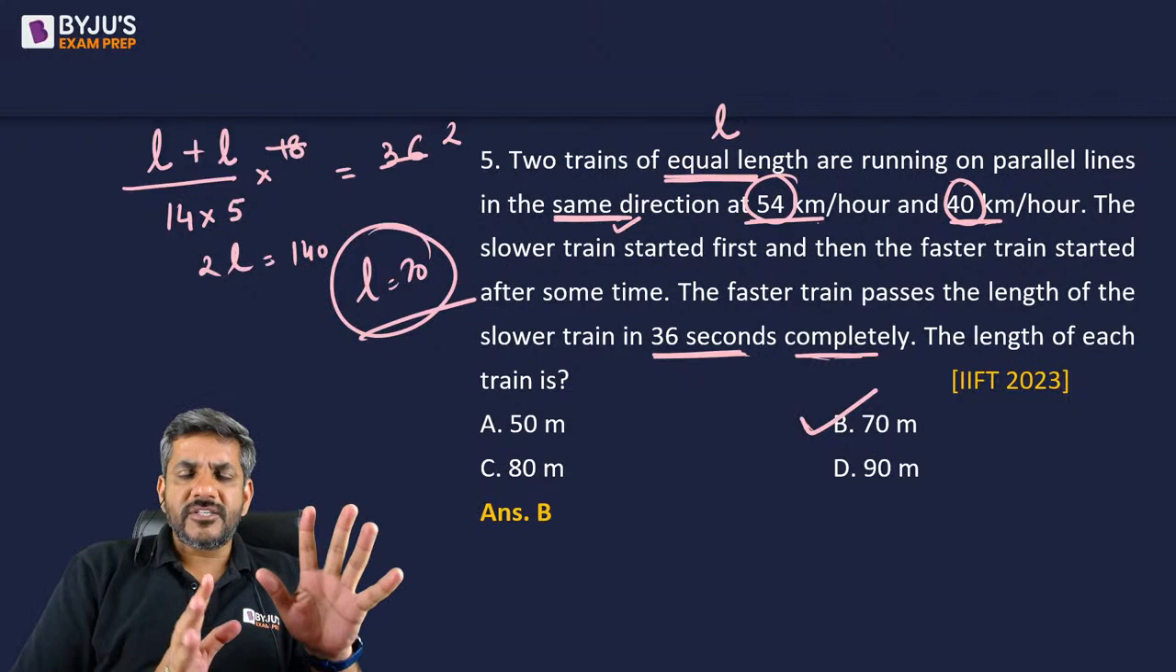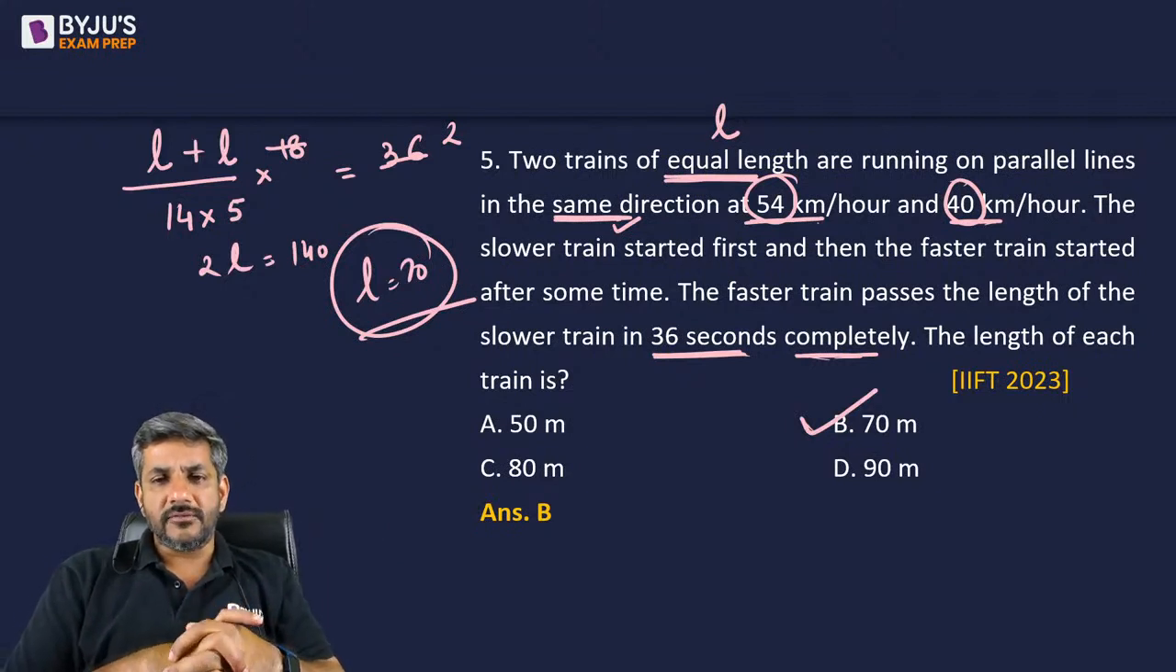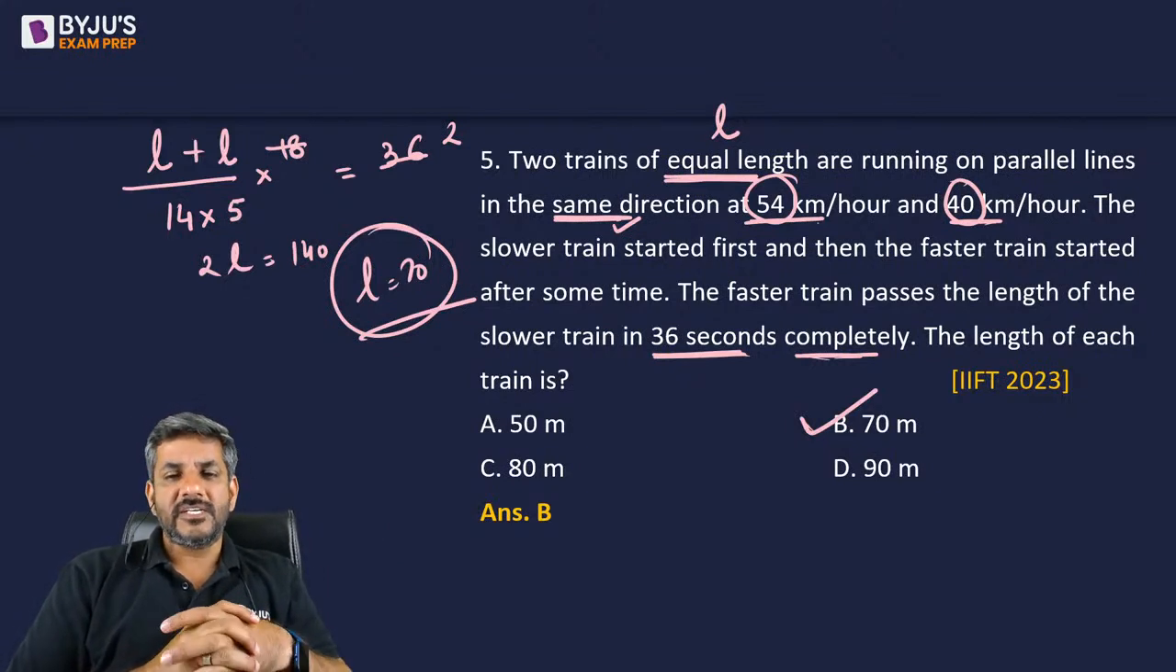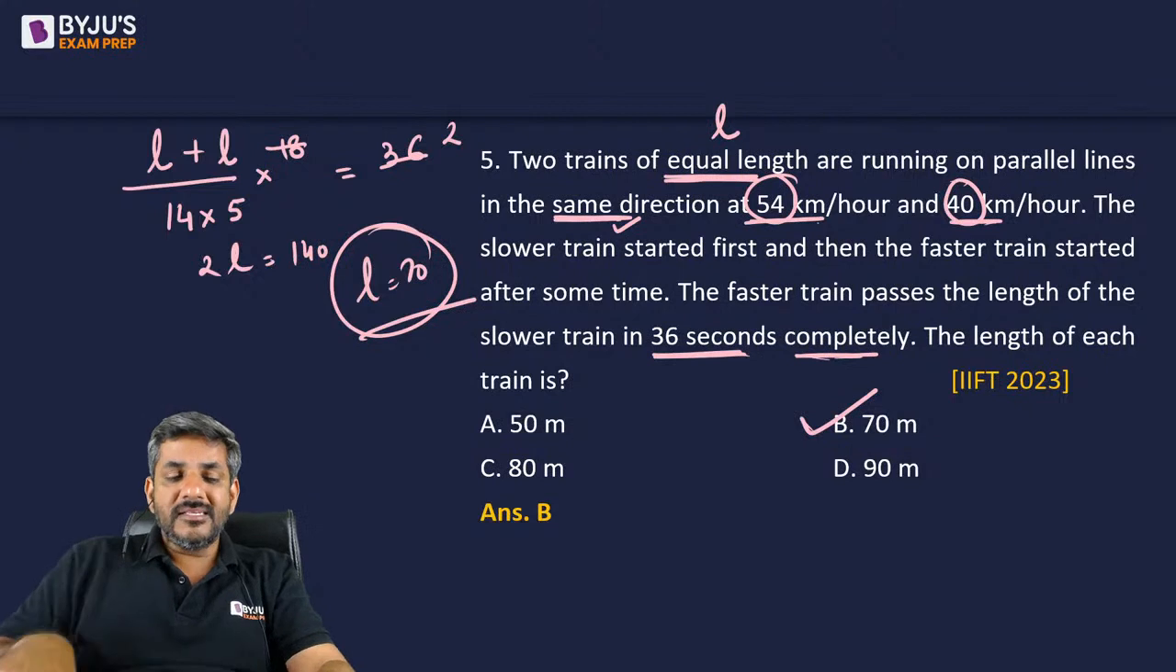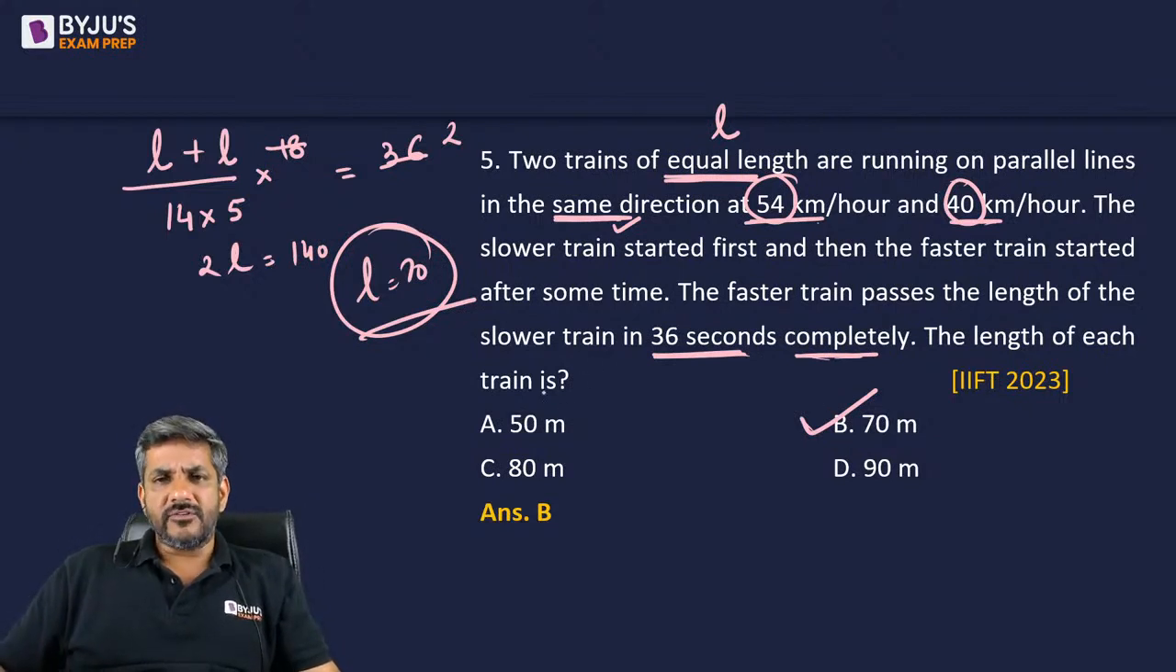Probably the easiest question that was there in IIFT 2023. That was question number 5. And I'm assuming no one would be having a doubt in this question. How would there be a doubt in this? However, there is a slight mistake in this question, I would say.